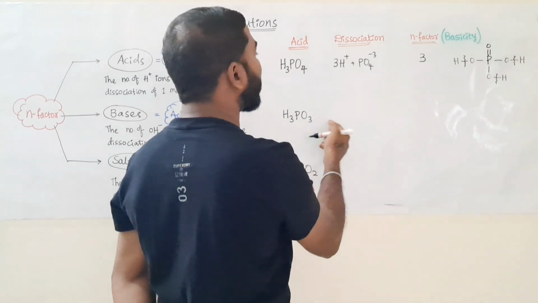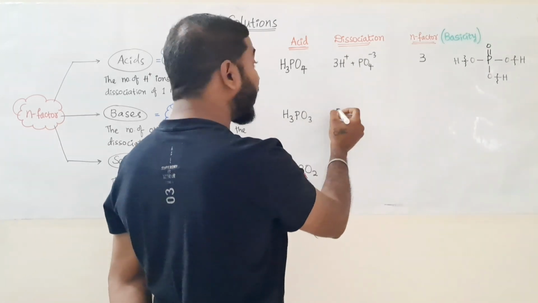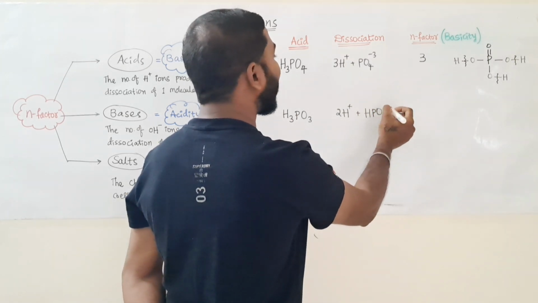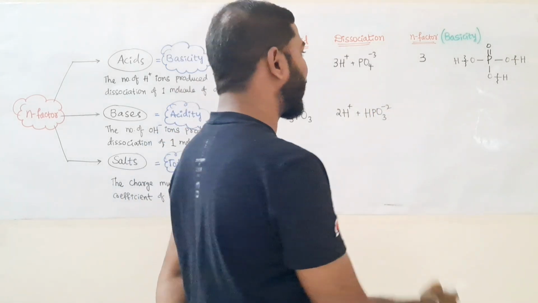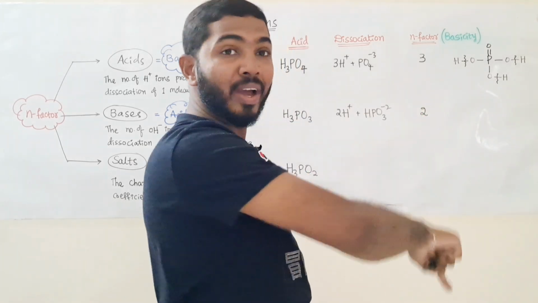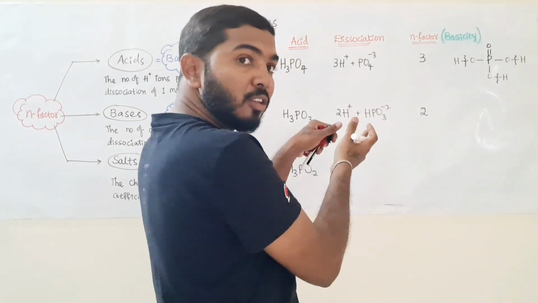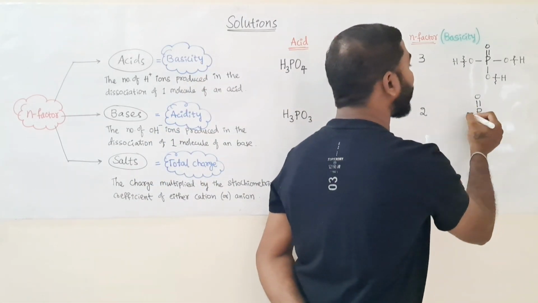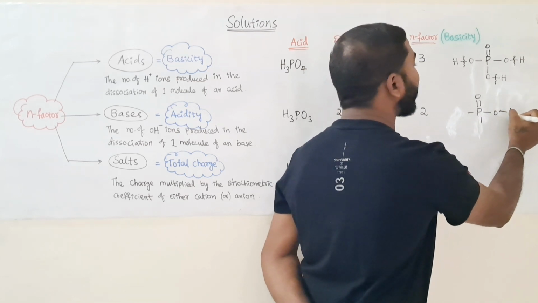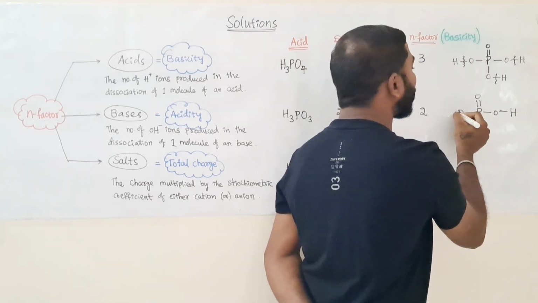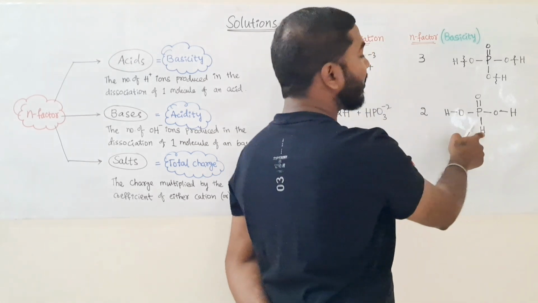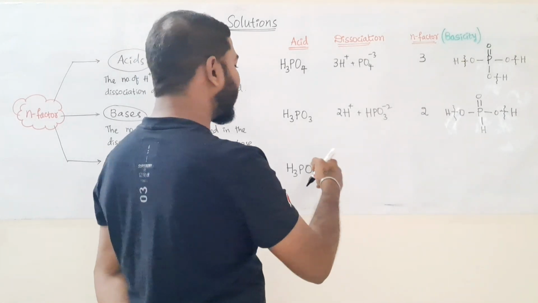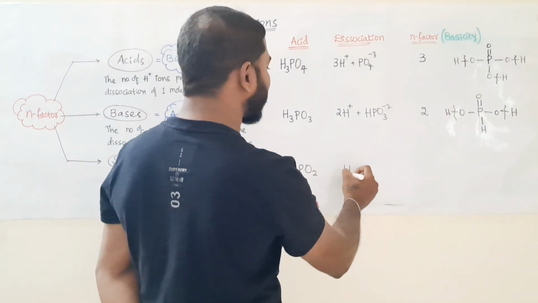Now when it comes to H3PO3, out of these 3 hydrogens, only 2 hydrogens are going to undergo dissociation, while 1 hydrogen will remain with phosphorus. And now what is the N factor? 2. And why does this particular compound have N factor 2? One of the hydrogens is directly attached to phosphorus, so that is not going to undergo dissociation, while only these 2 will undergo dissociation. Clear?